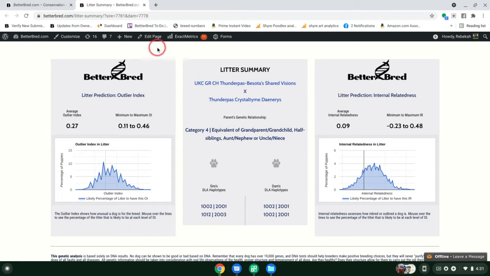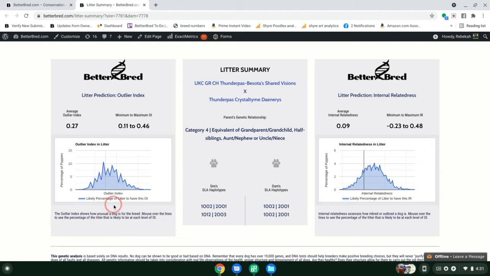Now we reach the outlier index. This is a proprietary measurement on our website, but essentially it's to place your dog in the population. So does your dog carry well-represented genetics for your population, or does your dog have less well-represented genetics for the population? And this litter average is at 0.27.